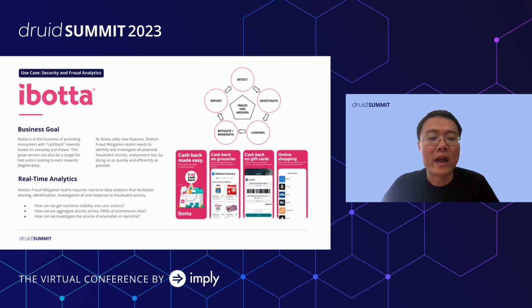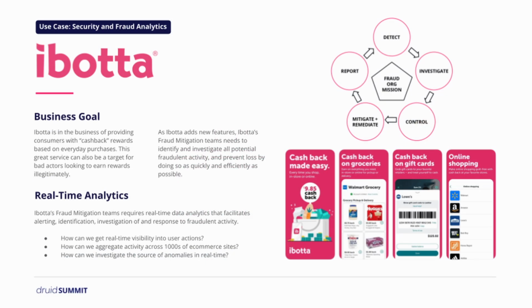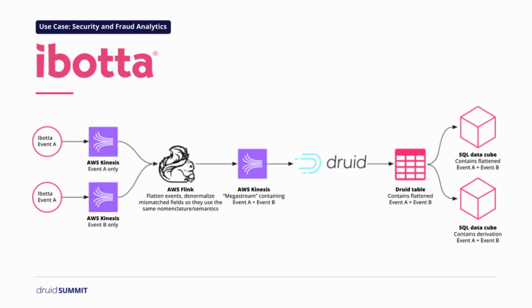The real world example I have is at one of our partners, which is Ibotta. And Ibotta, for those of you that may not know, is in the business of providing consumers with cashback rewards based on everyday purchases. Now, Ibotta has a fraud mitigation team that uses real-time analytics for alerting, identification of potentially fraudulent activity, investigation of potentially fraudulent purchases, and then responses to those incidents as well. The use case at Ibotta and the setup at Ibotta doesn't actually just leverage some of the new capabilities in the multi-stage query engine.